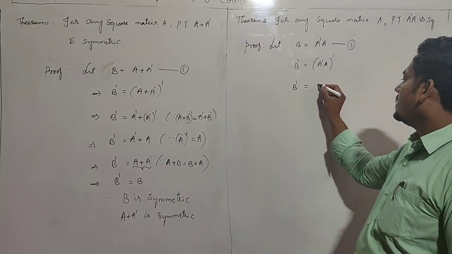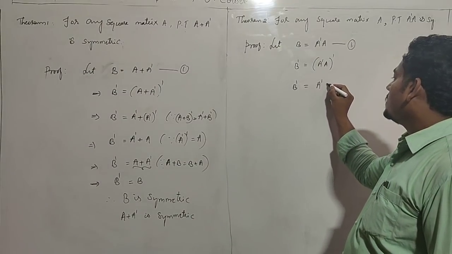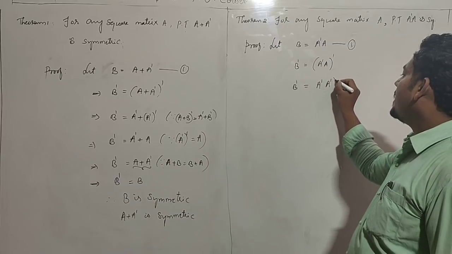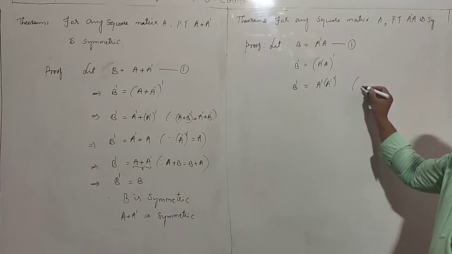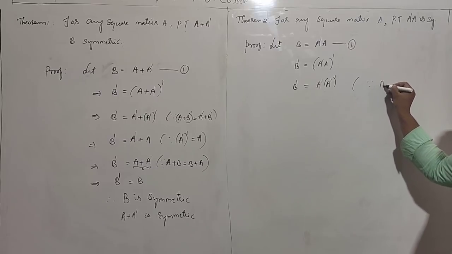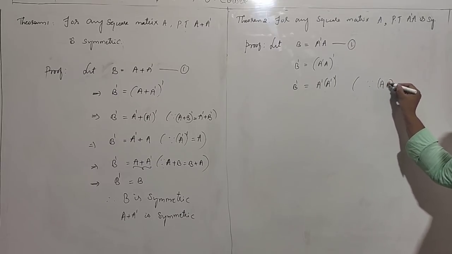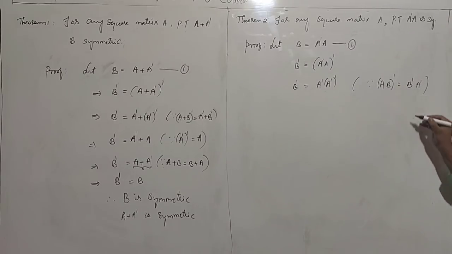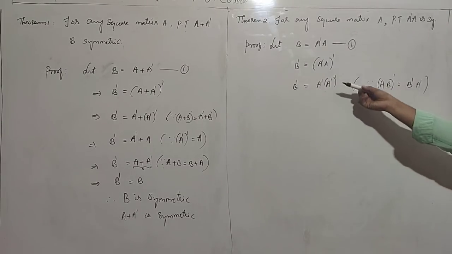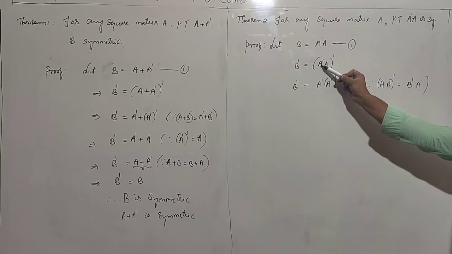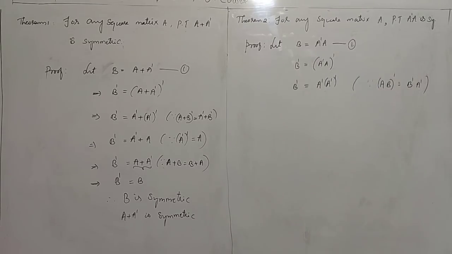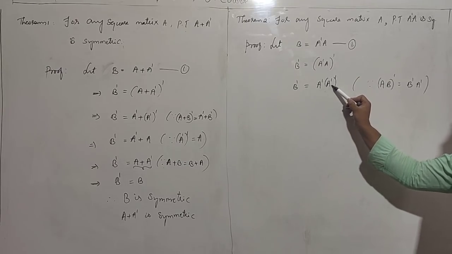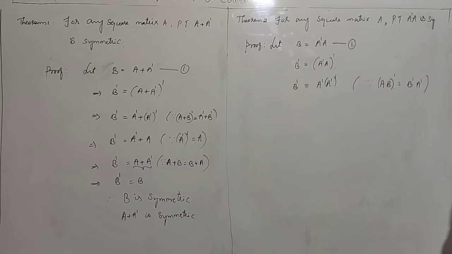So I will write A transpose into A transpose of transpose. It is just because of A into B whole transpose equal to B transpose into A transpose. It is just like A into B. In this case, A is A transpose and B is A. So it will be B transpose into A transpose. In this case, A is A transpose.